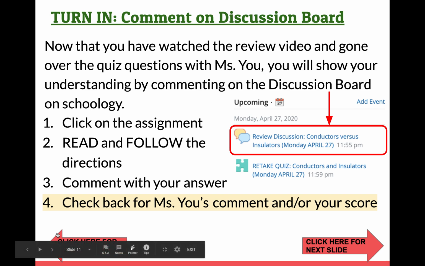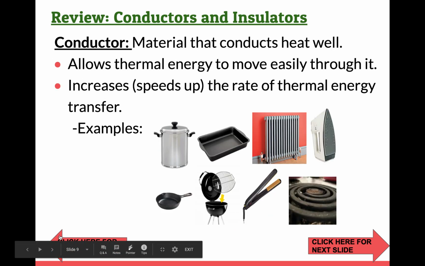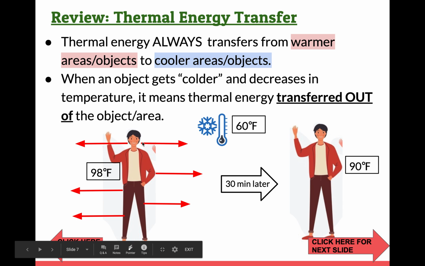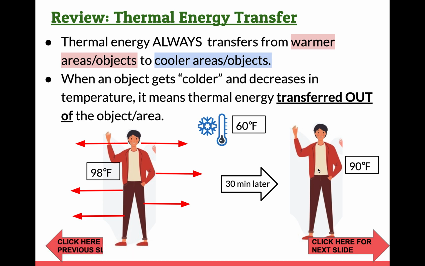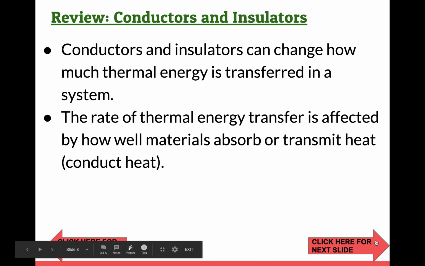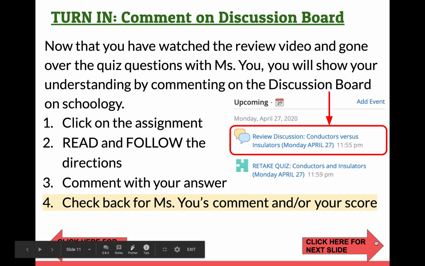So before I go to your discussion post, let me go back here. Imagine this person: if he doesn't want to get cold, then he can put on insulators. If he wears a heavy jacket, then this thermal energy leaving is going to happen much more slowly. So even if it's 30 minutes later, because he has a coat on, his temperature will not drop as much. Okay? All right, so that's the end of our review.